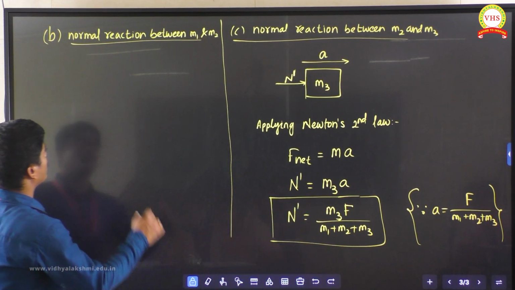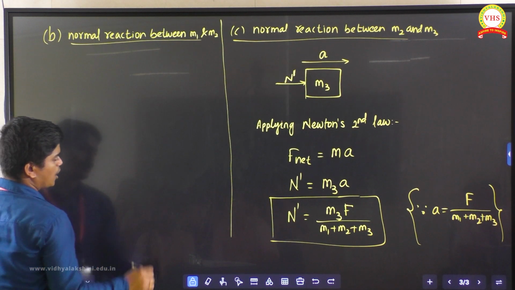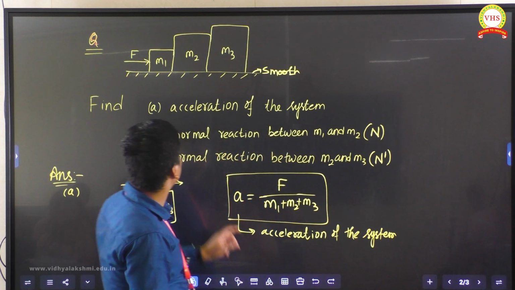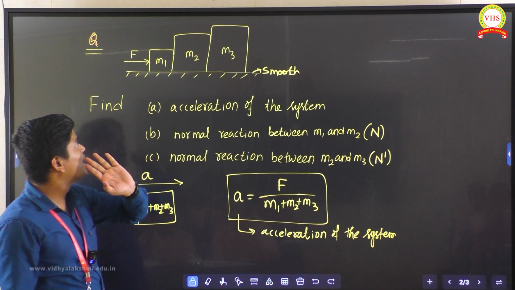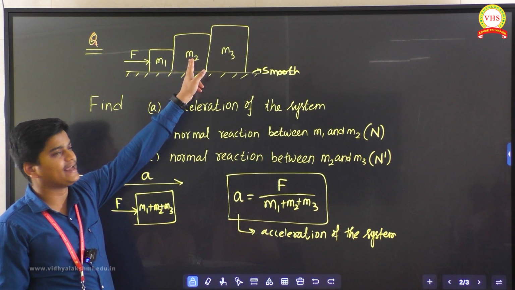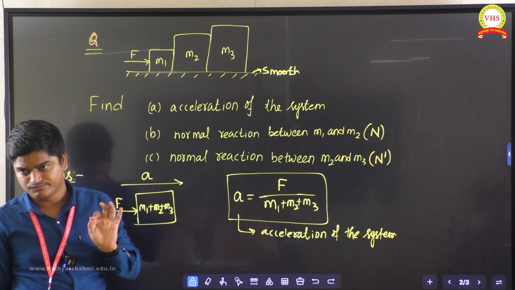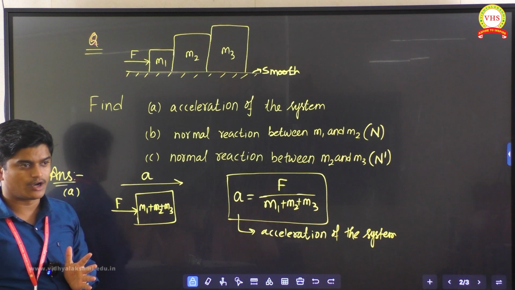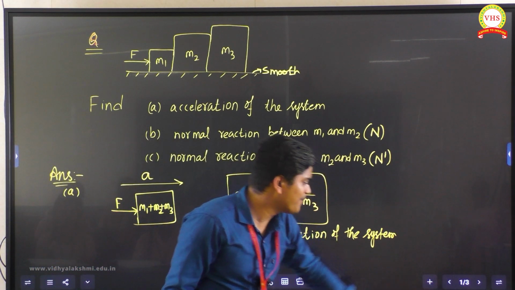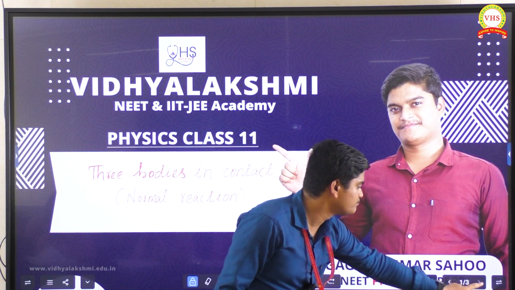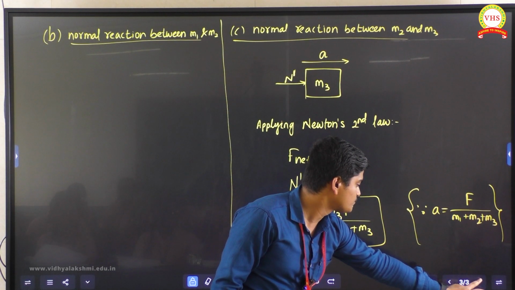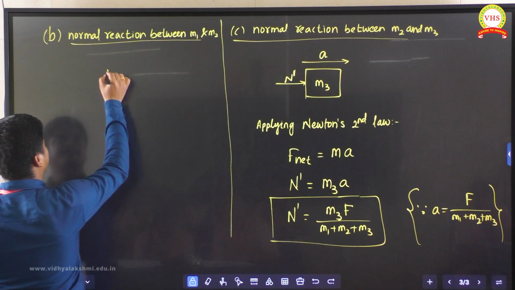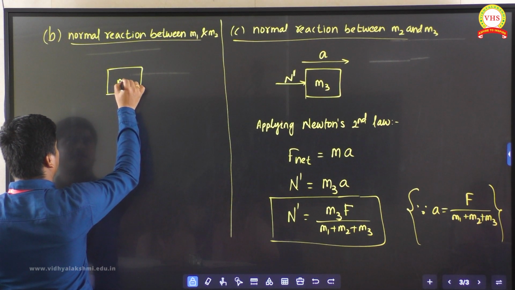Now next come to m1 and m2. To solve m1 and m2 question, what you do here? You see here. Either you can take m2 free body diagram or m1 free body diagram. You will get that. Okay. So now next thing, what I am doing? I am doing m1 free body diagram. So let's take like this, m1 free body diagram.